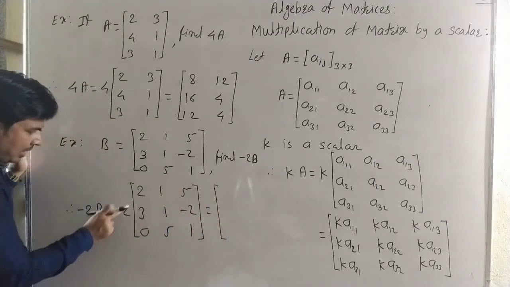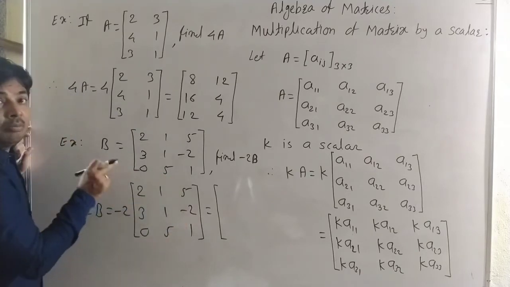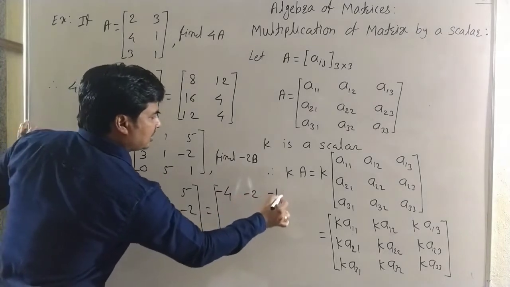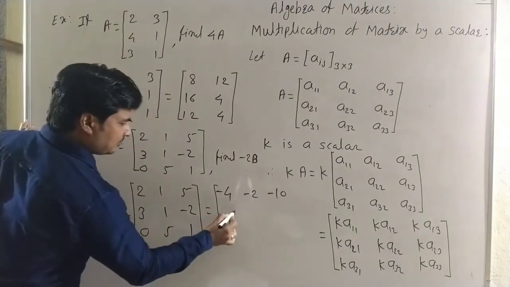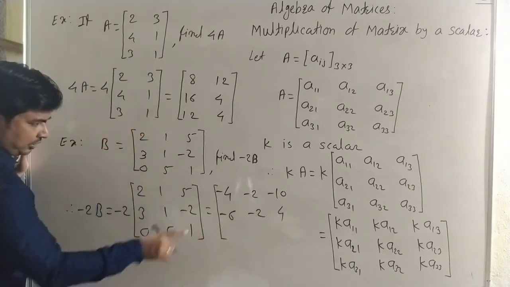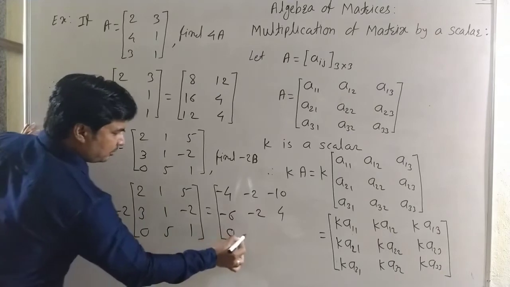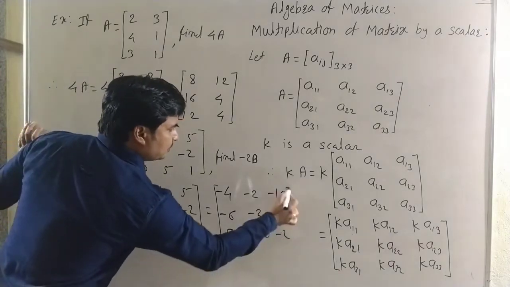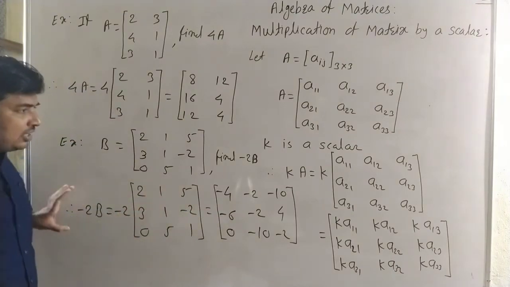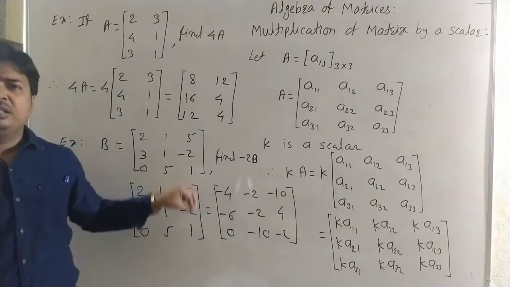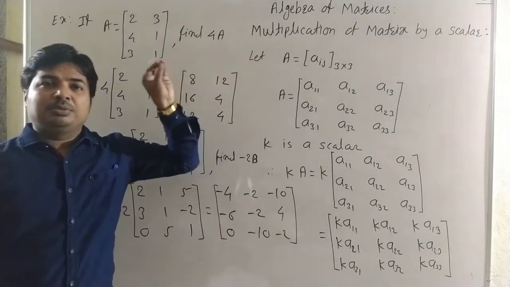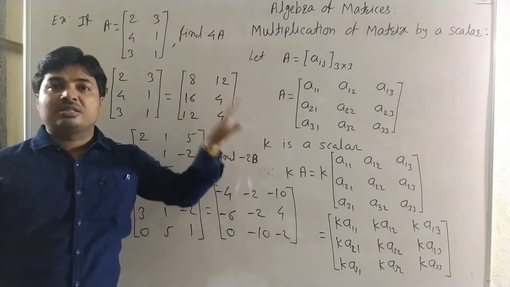The resultant matrix is minus 2B. We multiply minus 2 by all elements of the matrix B. Therefore it is minus 4, minus 2, minus 10, minus 6, minus 2, 4. Minus 2 into minus 2 is 4. Minus 2 into 0 is 0. Minus 10, and minus 2. We multiply all elements in the matrix B by minus 2. It is the scalar multiplication of the matrix. That means we multiply a matrix by a scalar.